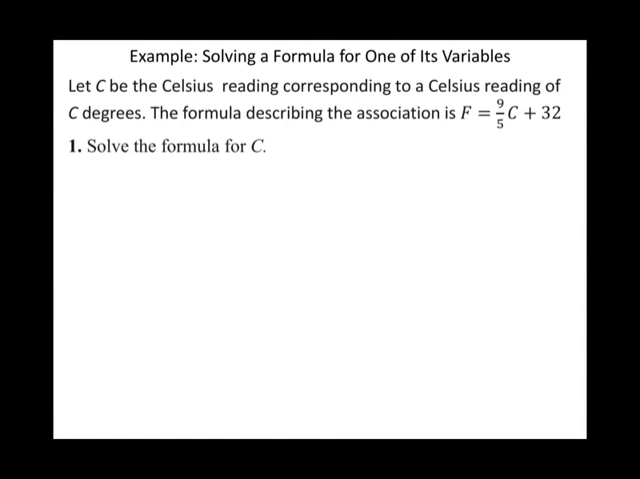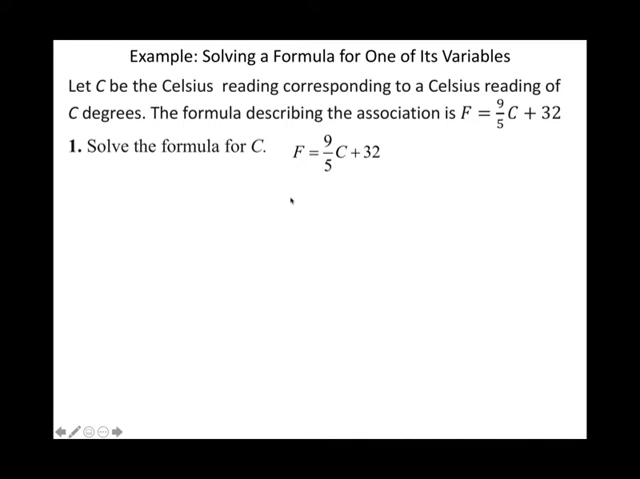Solving a formula for one of its variables. Let C be the Celsius reading. The formula describing the relationship is F equals 9 over 5 C plus 32. This is the formula for the temperature when you have a Celsius reading and you want to convert it to Fahrenheit. Now, I want you to solve the formula for C. It means I want you to isolate the C here, and this is going to be in terms of F.